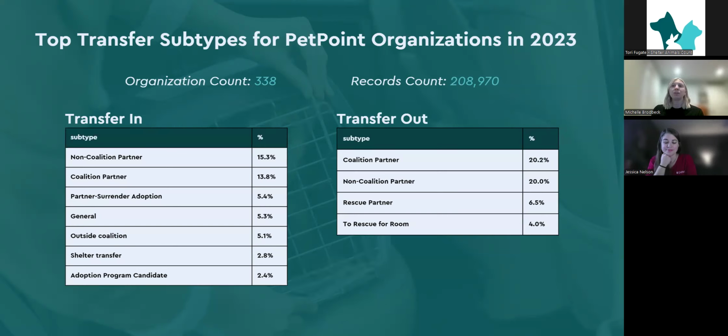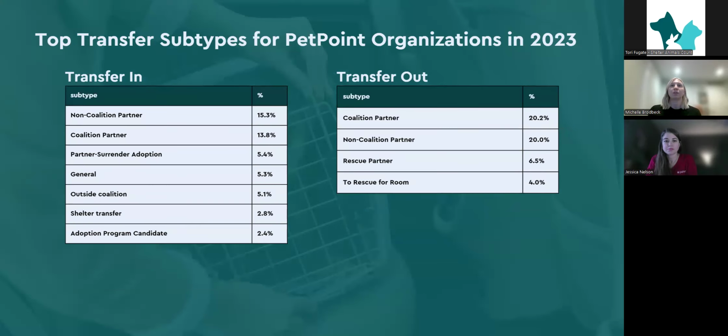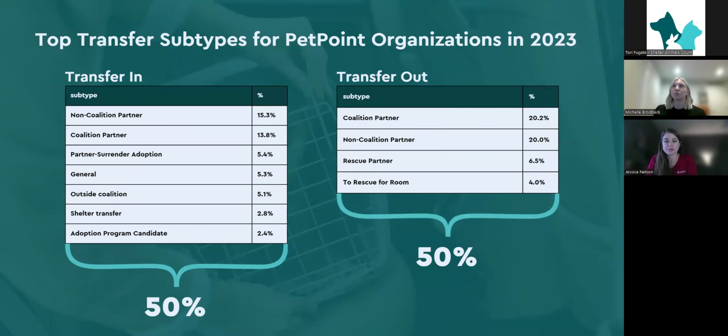And only rescue for room is a subtype that captures why that animal was transferred for space, which I suspect, and I think everybody can probably agree, accounts for a much higher percentage of transfers. It's just not really on the paper here. And as we can see, these few subtypes make up more than 50% of the records in our sample, which is the majority of records.